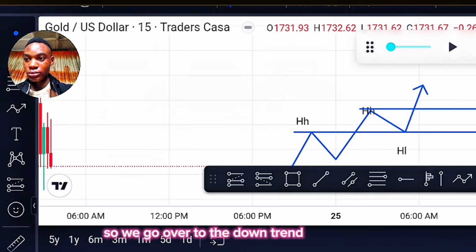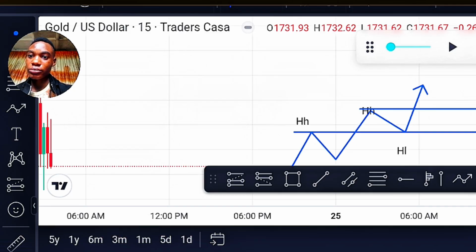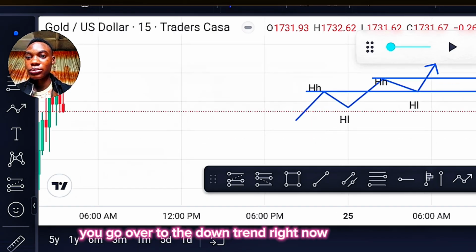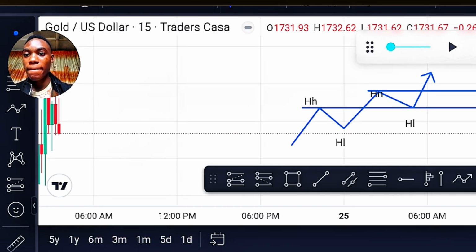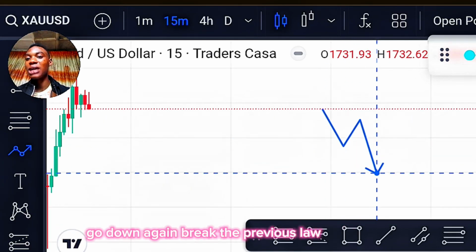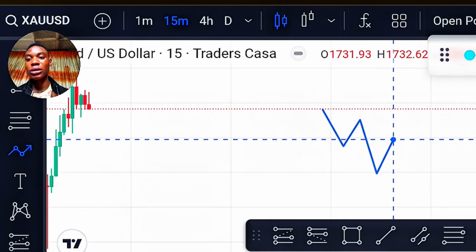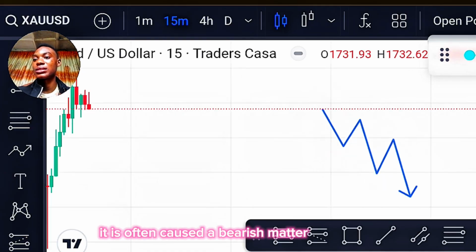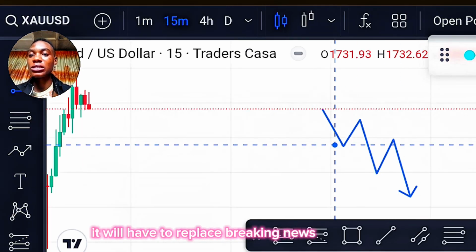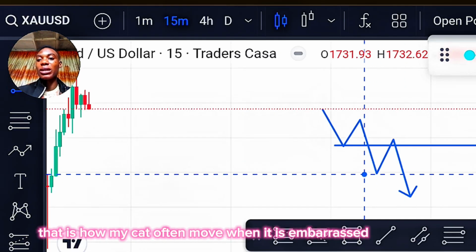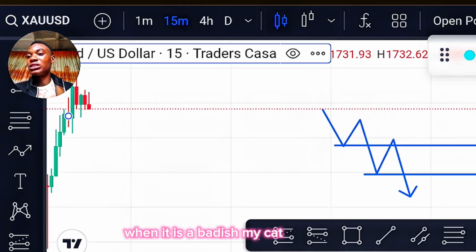So we will go over to the downtrend right now. You can see it properly, right? When price pulls back down, retraces a little bit, goes down again, breaks the previous low, retraces, and breaks the previous low again, it is called a bearish market, because whenever price moves, it will break the previous low. That is how the market often moves when it is bearish.